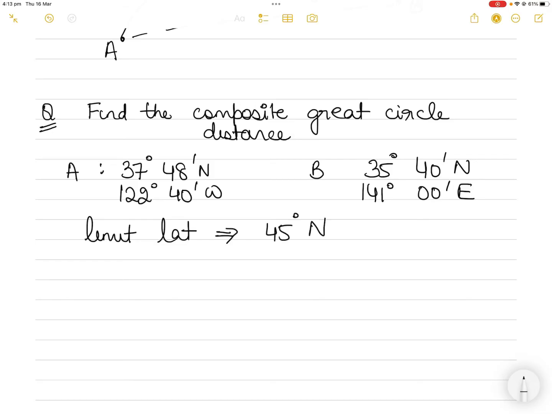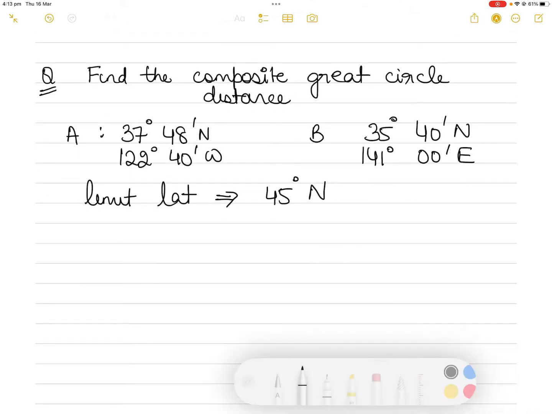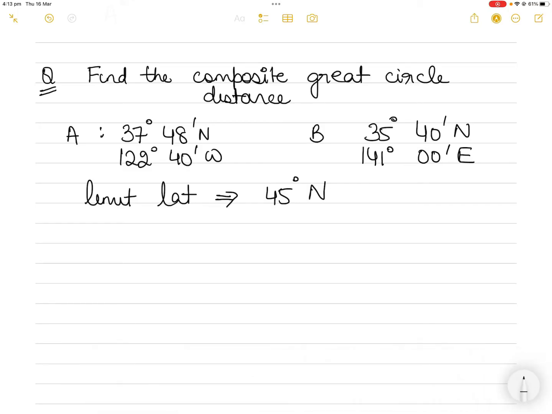Alright, so there are a few steps that we follow here before you start doing the question. You have to first draw a diagram. To draw a diagram, first look at the two latitudes. If both latitudes are north, you will draw it with respect to the north pole. If both latitudes are south, you draw it with respect to the south pole.